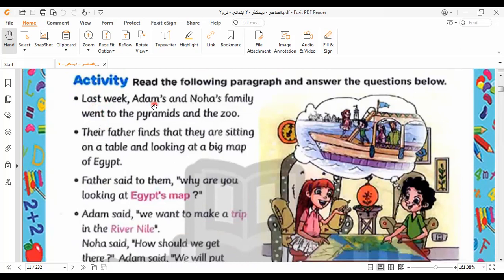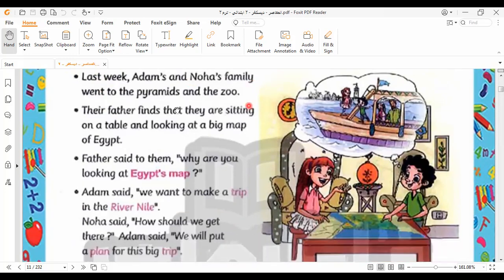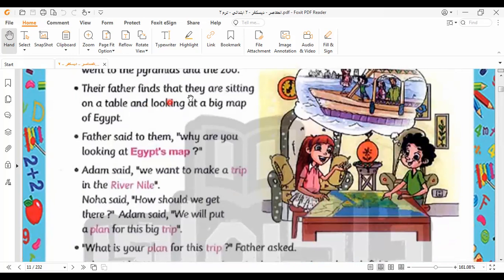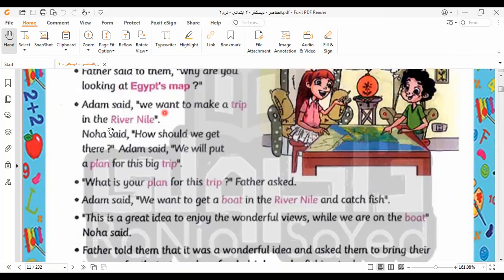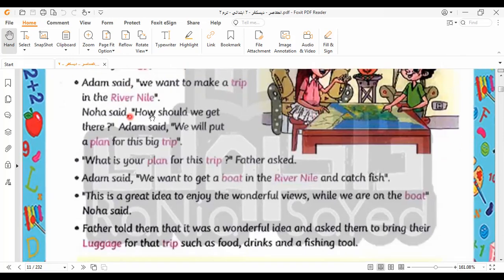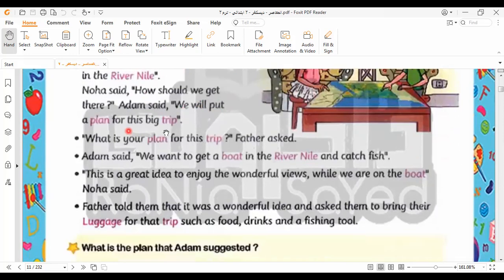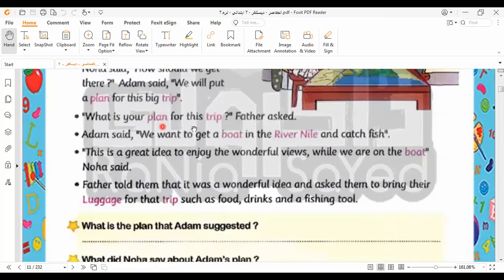Last week, Adam and Noah's family went to the pyramids in the zoo. Their father finds that they are sitting on a table and looking at a big map of Egypt. Father said to them, "Why are you looking at Egypt's map?" Adam said, "We want to make a trip in the river Nile." Noah said, "How should we get there?" Adam said, "We will put a plan for this big trip."